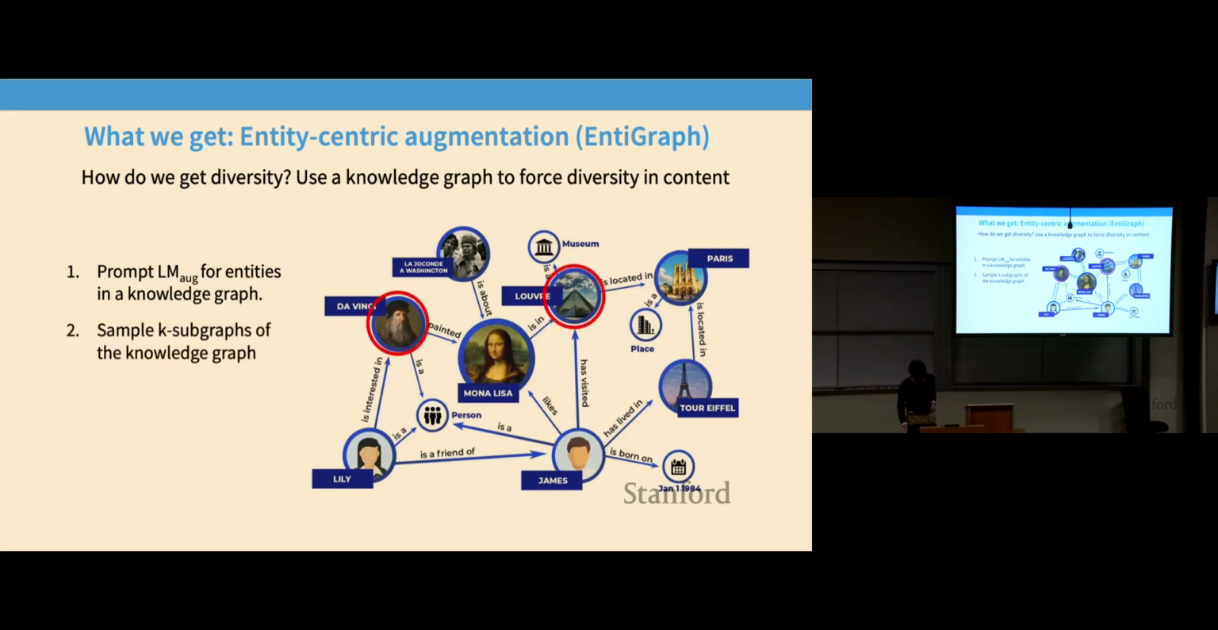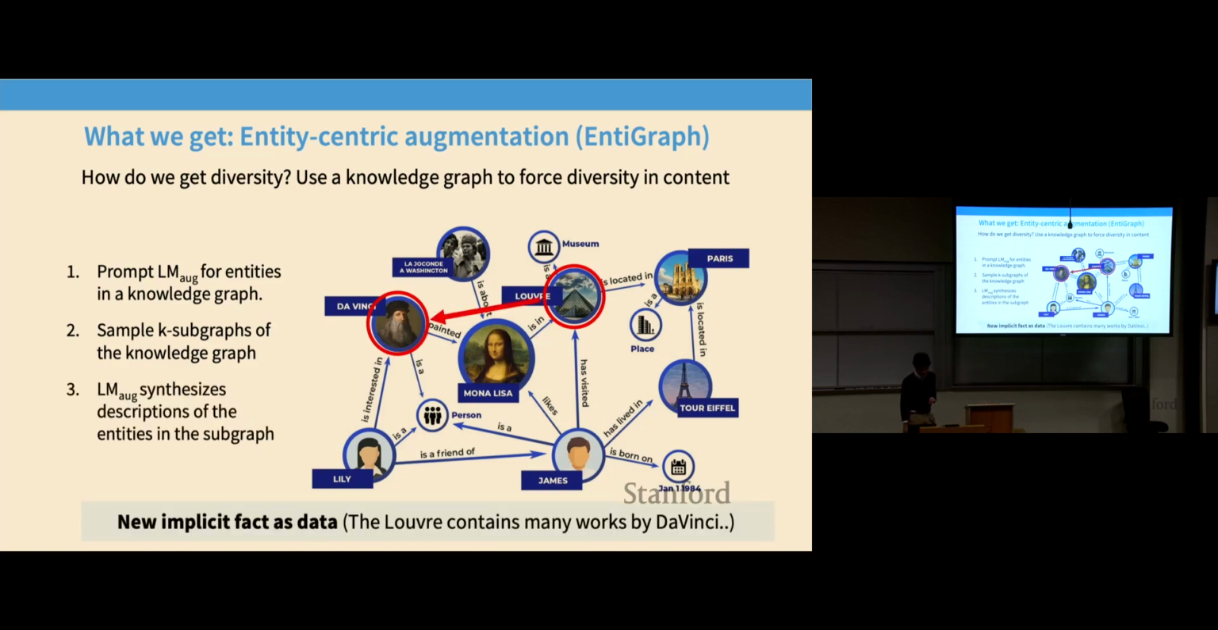And then what we're going to do is take these entities, and to generate a new synthetic piece of text, I'm going to sample some k random subgraph of the knowledge graph. So in this case, it's a 2 subgraph. I'm going to pick 2 random entities in the graph, right? So I'm going to pick Da Vinci and the Louvre, and those are my 2 nodes that I'm going to care about. And then the augmenter LLM takes these 2 randomly chosen entities as input, and the prompt is very simple. It's something like, describe the relation between the Louvre and Da Vinci in the context of this document, right?